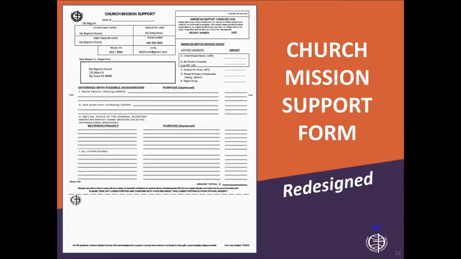In regards to campaigns, if this is not a part of American Baptist Mission Support, what would be the benefit to the church to send that through ABCIS or the Mission Support Form instead of directly to the mission project?